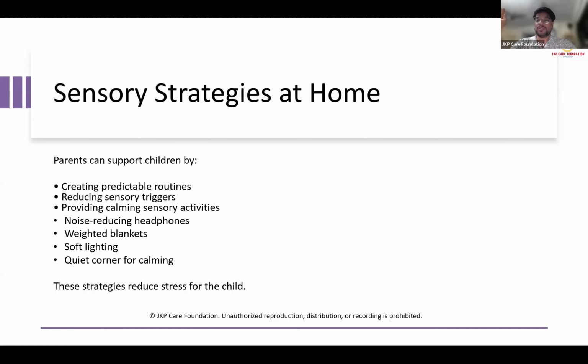Is the child okay avoiding those? Then we will understand what his sensory needs are for the sight. Okay? Yes, sir.